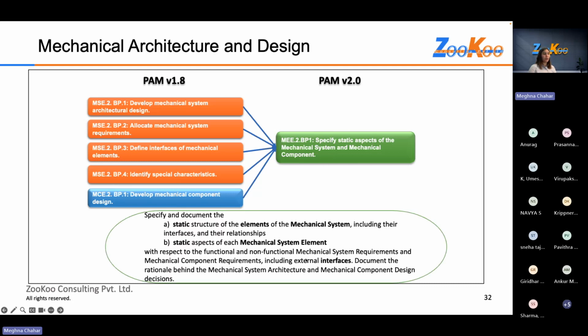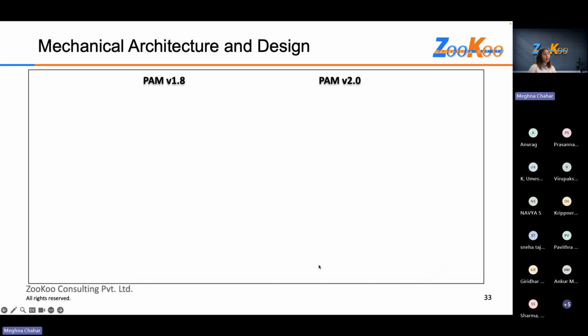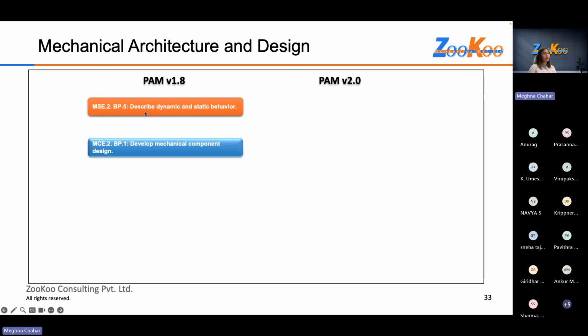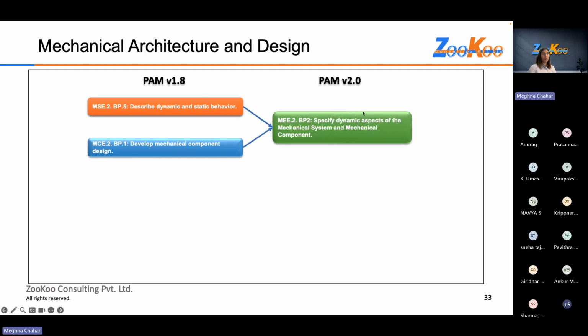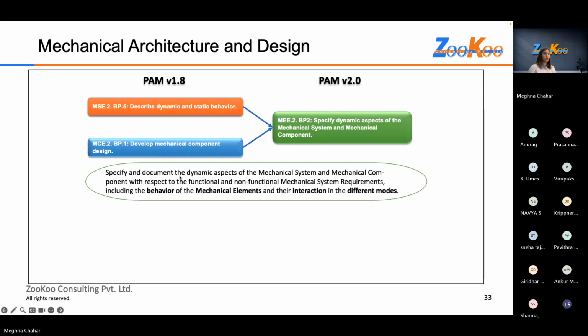Here they have tried to capture all the information, like you need to have a static structure, you need to define functional and non-functional system requirements, component requirements, including your interfaces. Everything needs to be documented. Next part, dynamic and static behavior, develop mechanical component design. We have one BP, specify dynamic aspects of the mechanical system and mechanical components. Here we need to include the behavior of mechanical elements and their interaction in different modes, how they're going to interact. So basically the dynamic behavior for both, architecture and design.